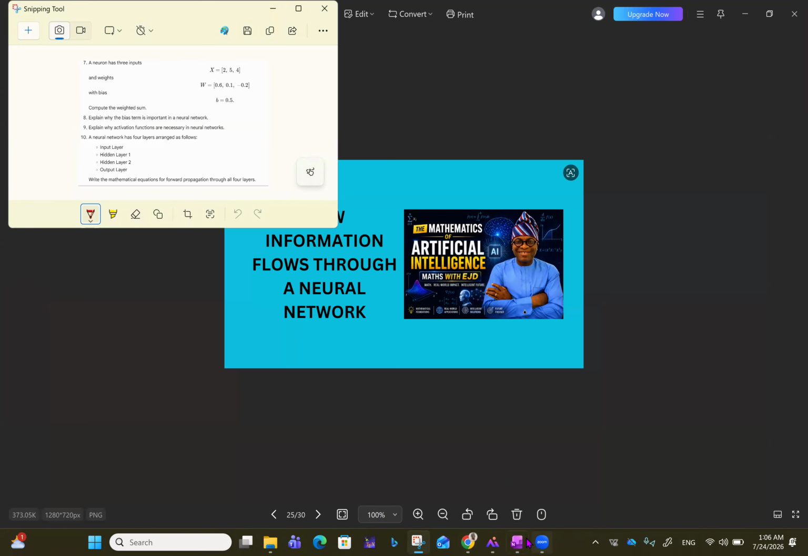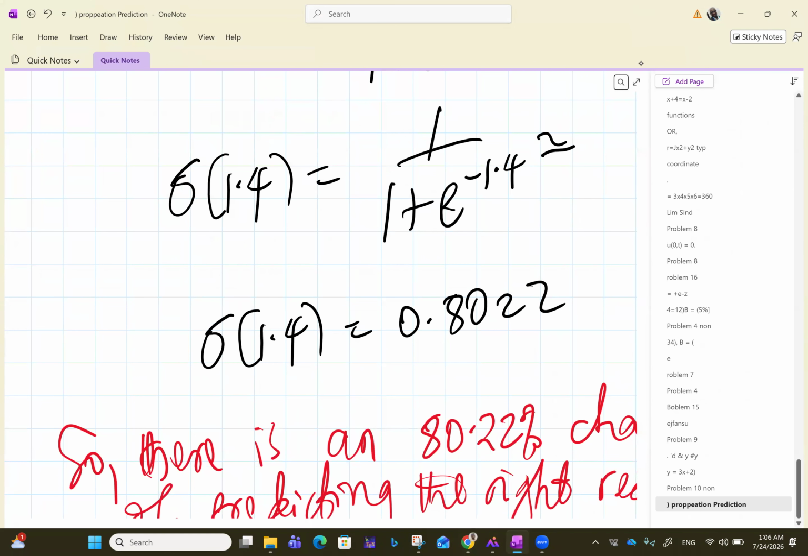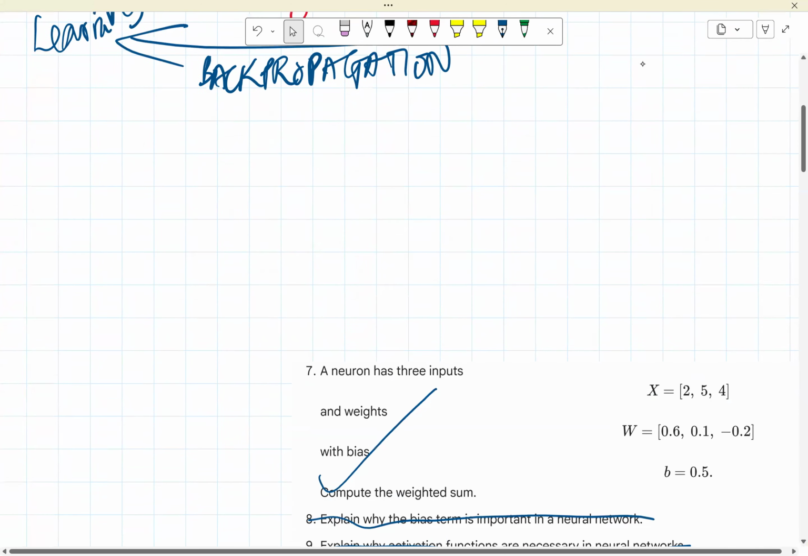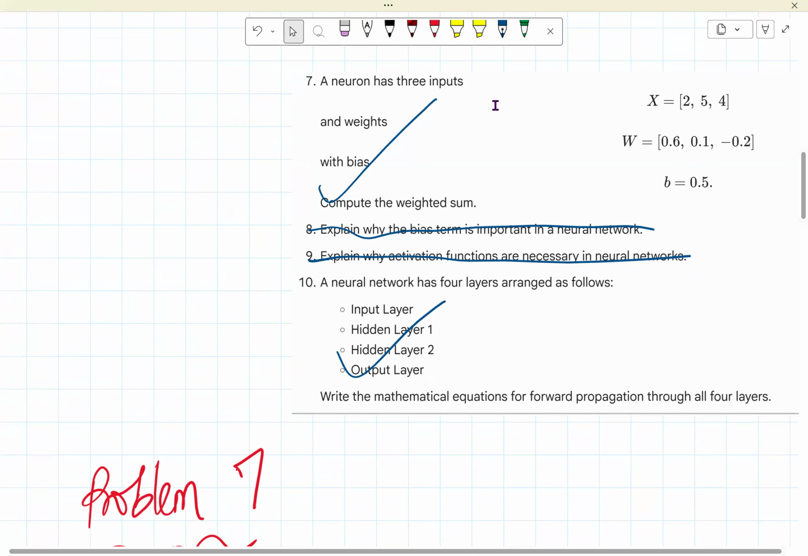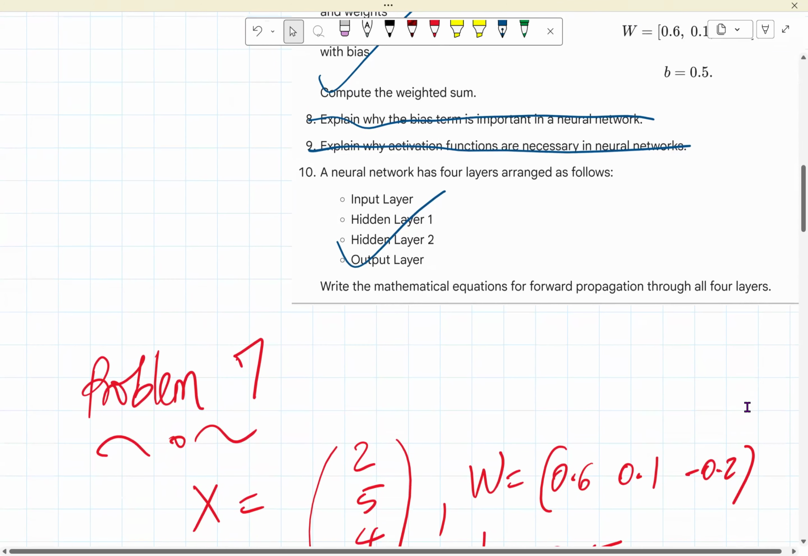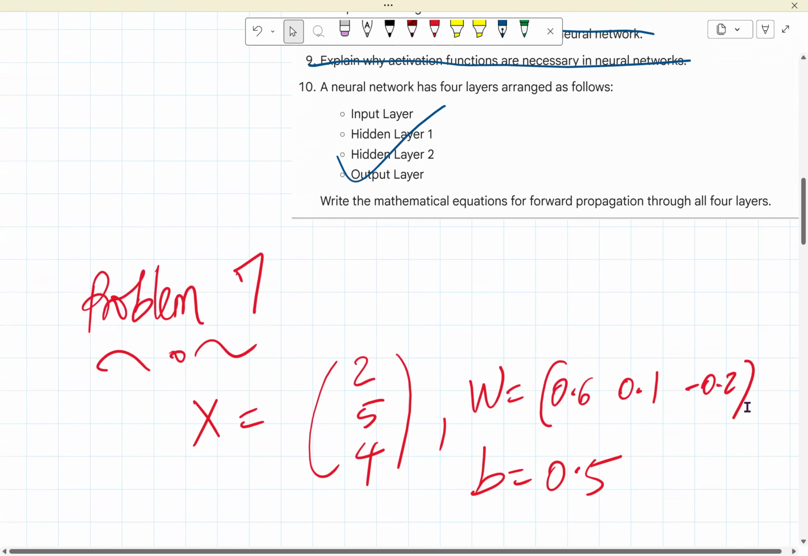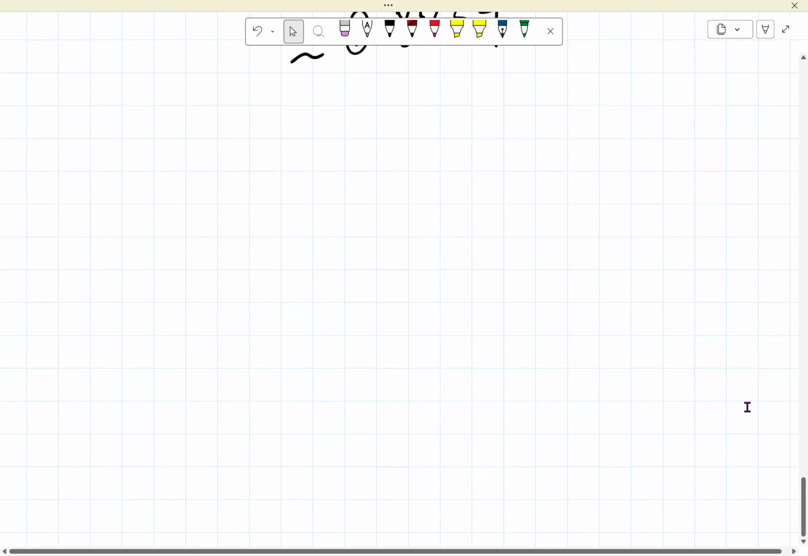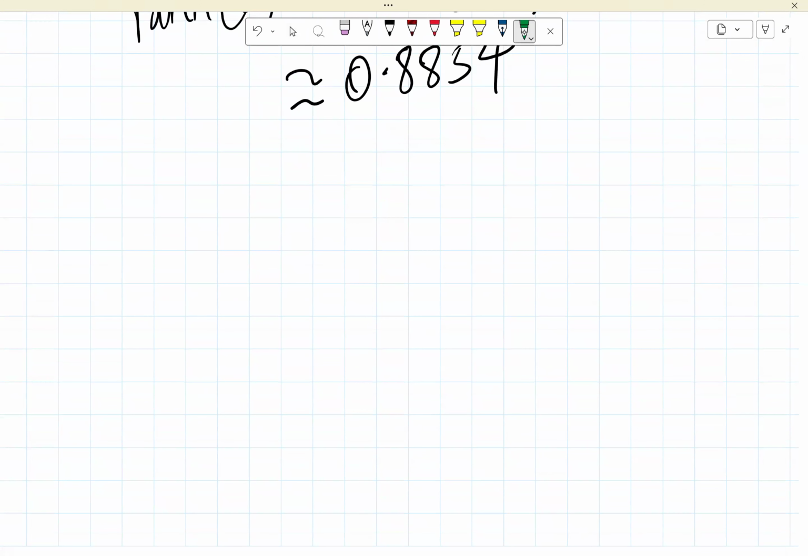So that takes me to question 10. I wanted to do 20 before, but that one is more like a story. But let's do question 10, which says a neural network has 4 layers arranged as follows: the input layer, hidden layer 1, hidden layer 2, output layer. Write the mathematical equations for forward propagation through all 4 layers. So imagine this now. We have problem 10.